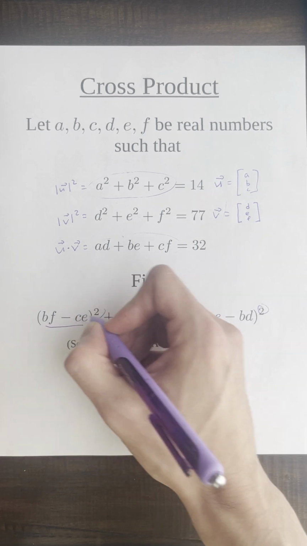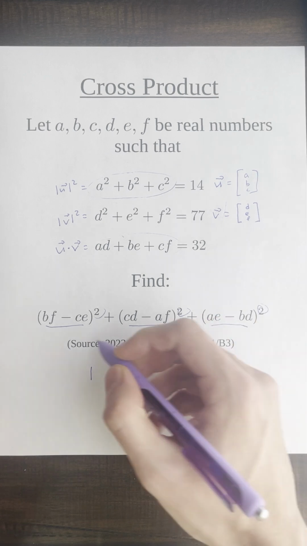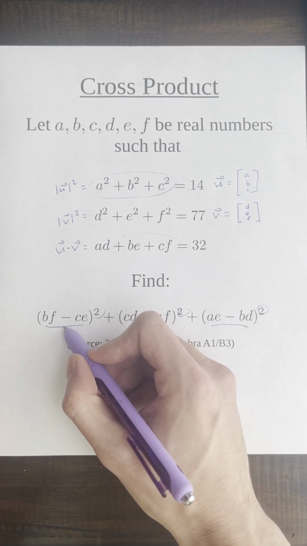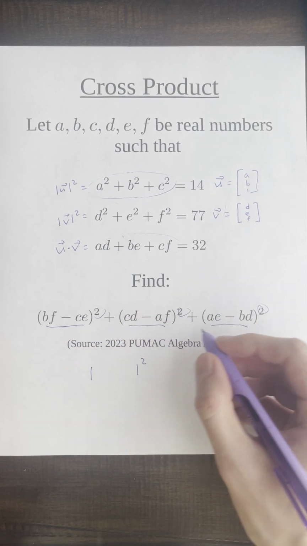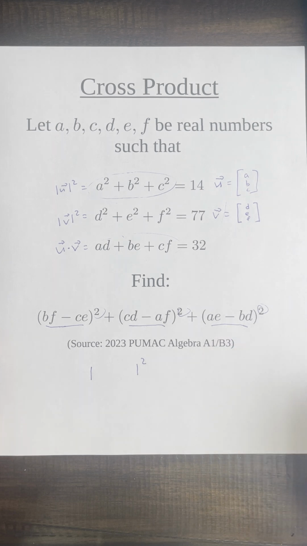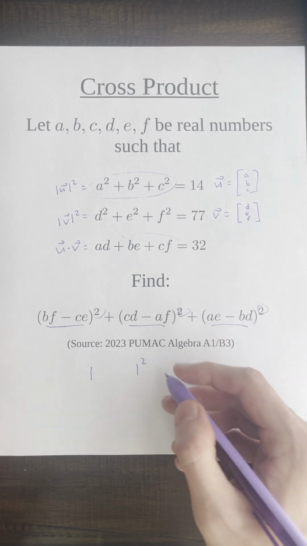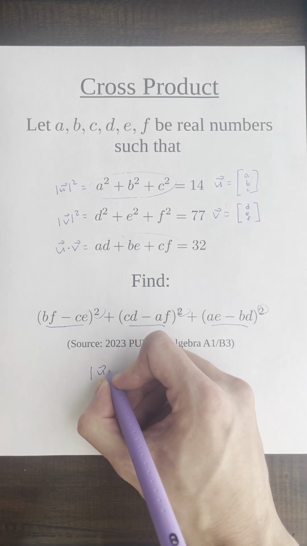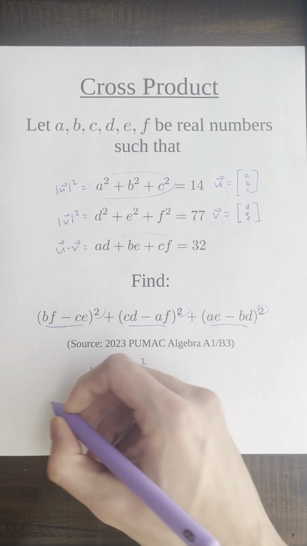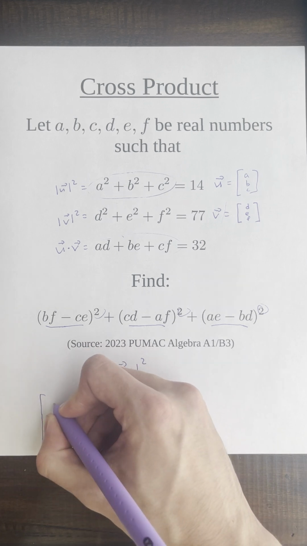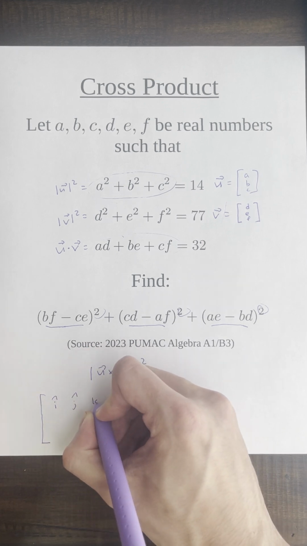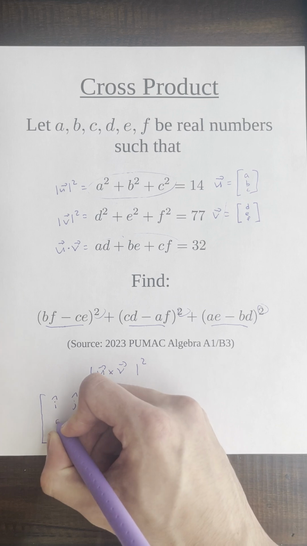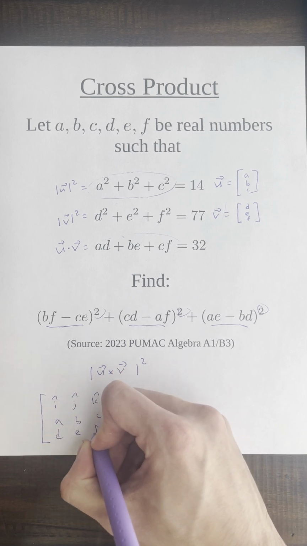Well, what's being squared? This looks like the determinant of a 2 by 2 matrix. Same here, same here. So this is going to be norm squared of the cross product. Okay, so yeah, I'll do this: i hat, j hat, k hat, a, b, c, d, e, f.